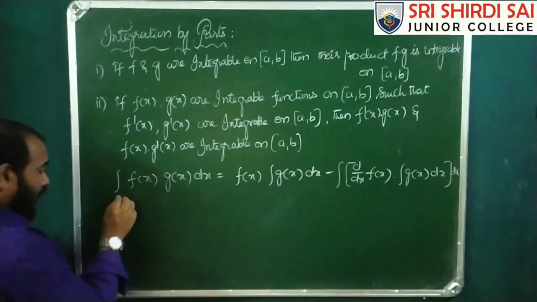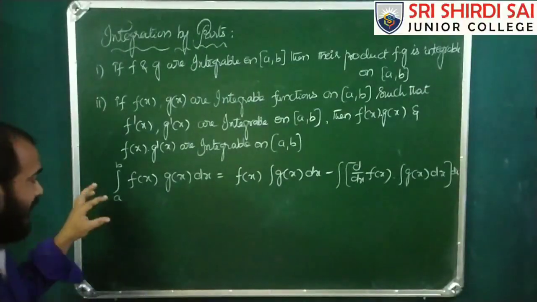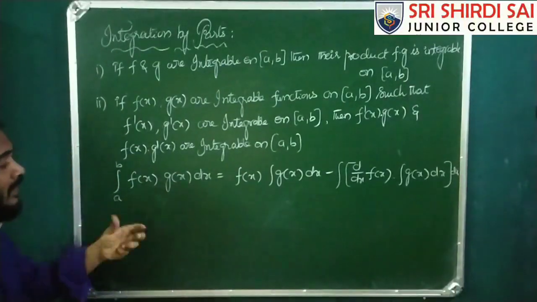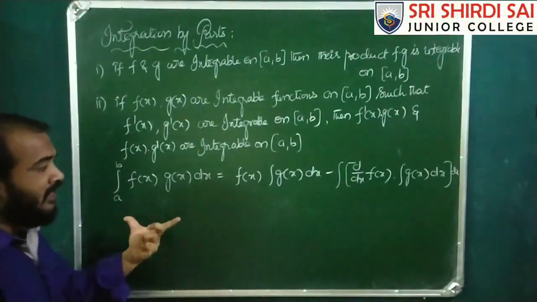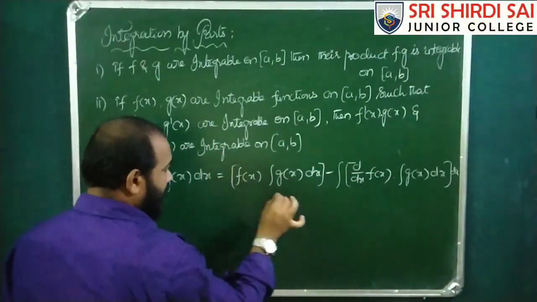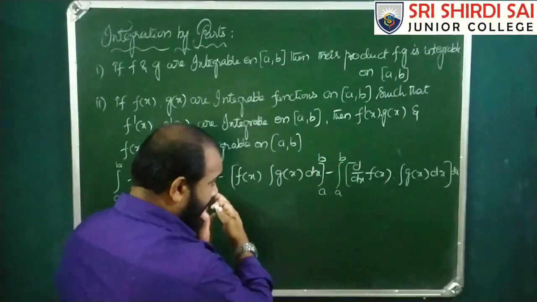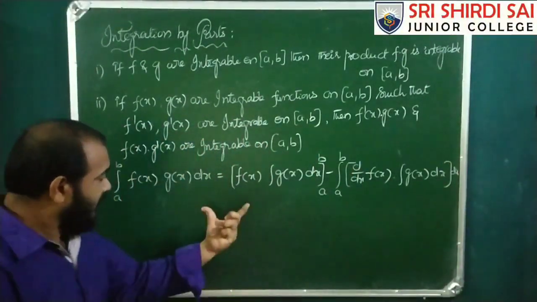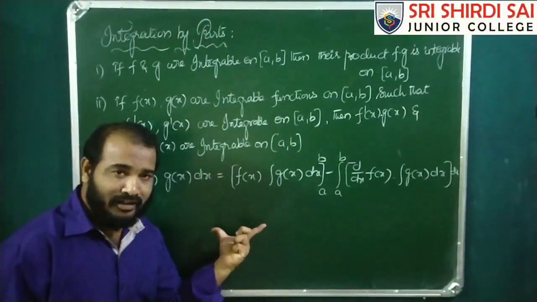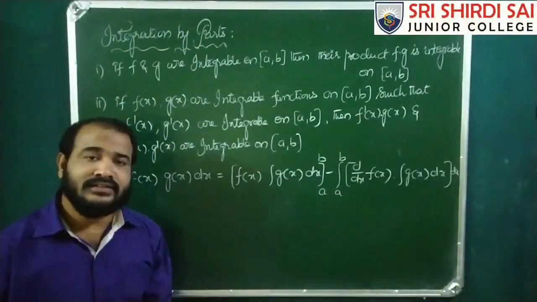Now a to b, if I add it here, then this is what? This is the indefinite integral. This is what? The definite integral. So the definite integral is the ultimate value. So here a to b you apply, and here a to b you apply, and find out the value. Then some numerical value is what we are going to get. This is the definite integral when integration by parts is concerned.